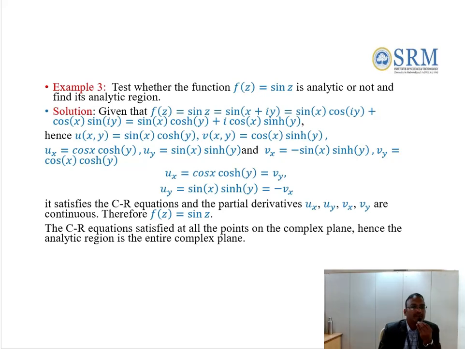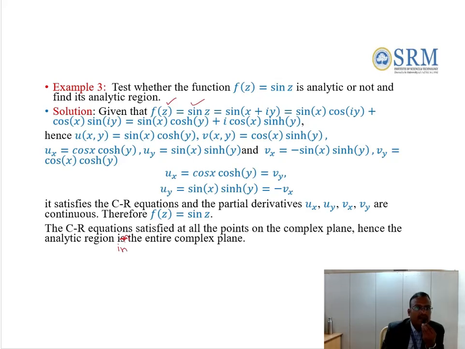Okay, now let us see the next example. Test whether the function f of z equal to sin z is analytic or not, and then find the analytic region. Right. Given that f of z equal to sin z, where z is x plus iy. Therefore sin of x plus iy.